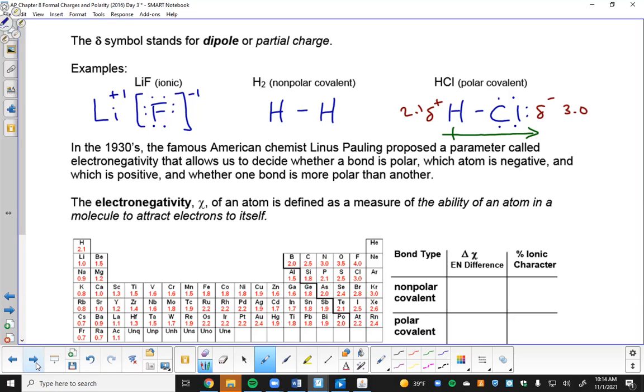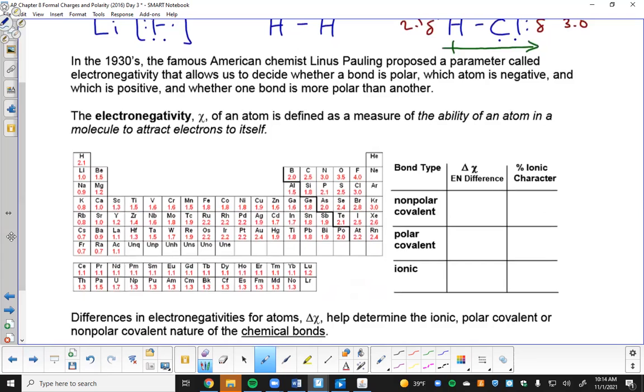In the 1930s, the famous American chemist Linus Pauling proposed a parameter called the electronegativity that allows us to decide whether a bond is polar, which atom is negative, which atom is positive, and whether one of the bonds is more polar than another. The electronegativity of an atom is defined as the ability of an atom to attract electrons to itself. So how good is the atom at pulling electrons away from other atoms toward itself?